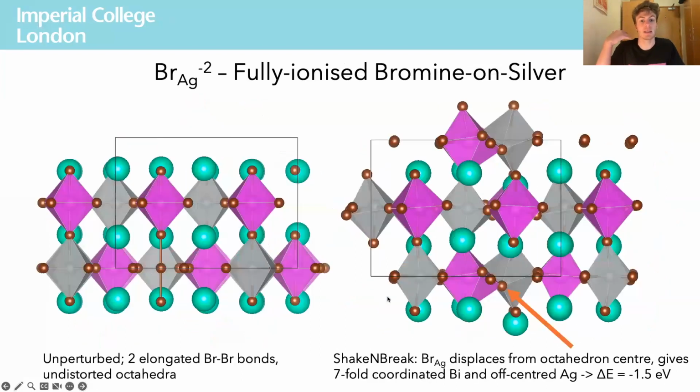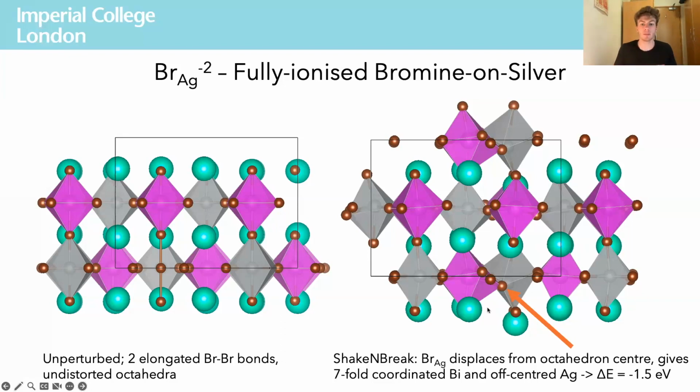If we look instead at the fully ionized bromine on silver defect, here we find our standard relaxation to give a pretty high symmetry structure with these two elongated bromine-bromine bonds, this octahedron, and then in the equatorial plane, the neighboring bromine atoms move away from our substitution site. Instead, ShakeNBreak identifies a much more distorted structure where the additional bromine displaces from the octahedron center and forms this sort of 7-fold coordinated bismuth structure with, again, an off-centered silver atom beside it.